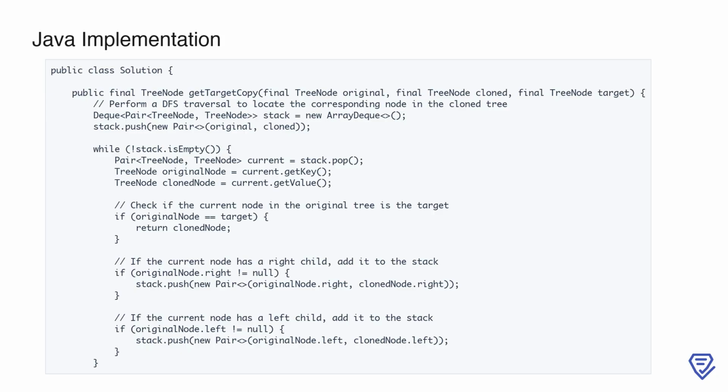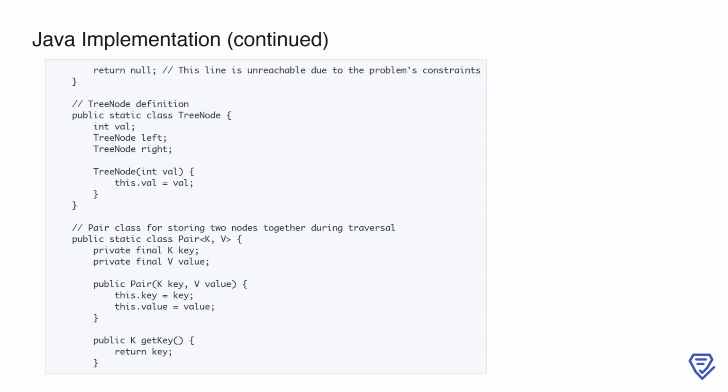Then, we enter a loop where we process nodes from the stack. For each pair of nodes retrieved, we check if the current node in the original tree matches the target node. If it does, we return the corresponding node from the clone tree as the result. This ensures that we identify and return the exact node in the clone that corresponds to the target in the original tree. If the current node does not match the target, we continue exploring its children.